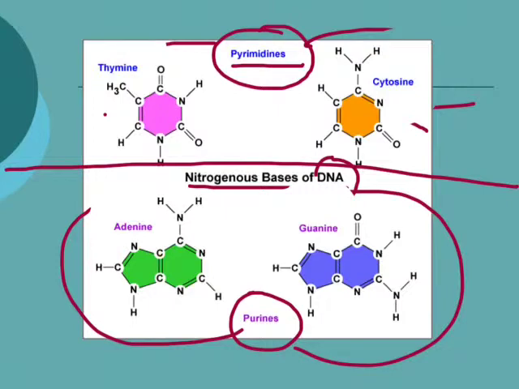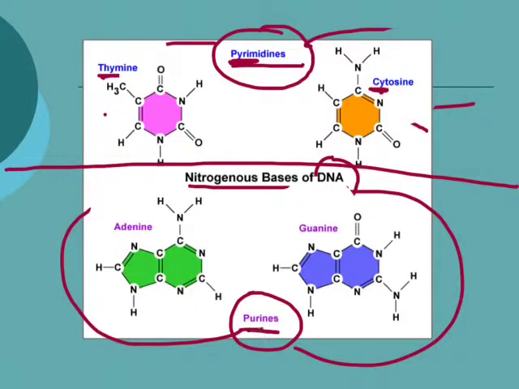All right, when you have a pyrimidine, you see how there's a Y inside pyrimidine, and there's a Y in thymine and a Y in cytosine? Okay? There's a Y in pyrimidine, Y in thymine, Y in cytosine. That's the easiest way to remember they're pyrimidines. It's just a memory thing.